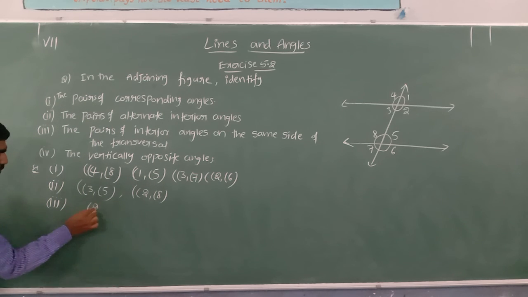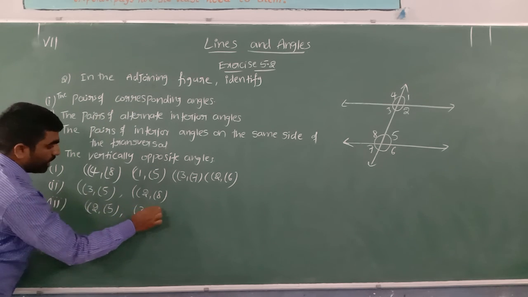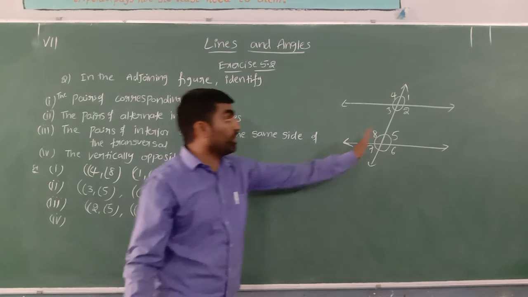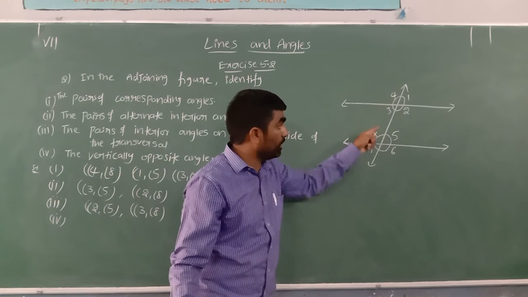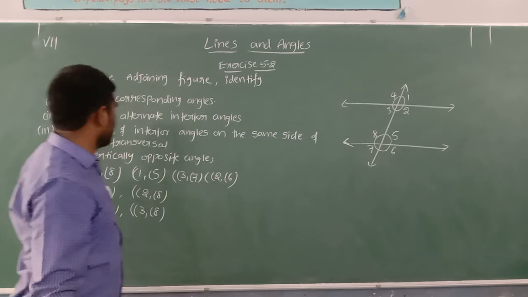We can write angle 2 comma angle 5, both interior and on the same side, the right side of the transversal. We can also write angle 3 comma angle 8, both interior and on the same side of the transversal, the left side of the transversal. 3 and 8 are both interior and on the same side of the transversal.